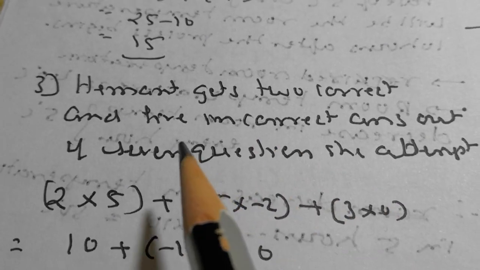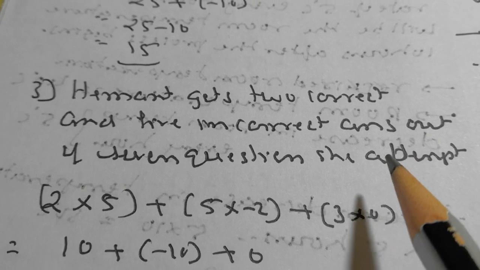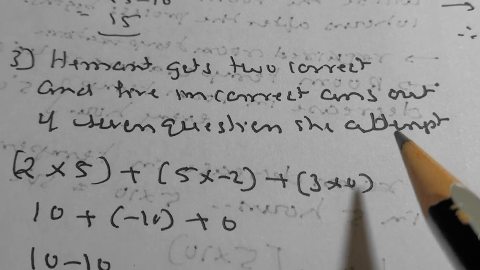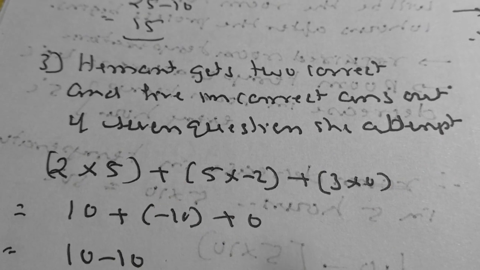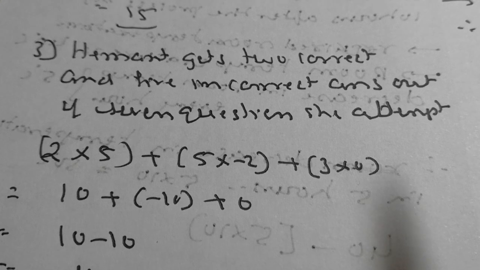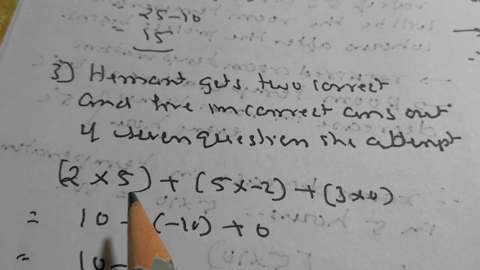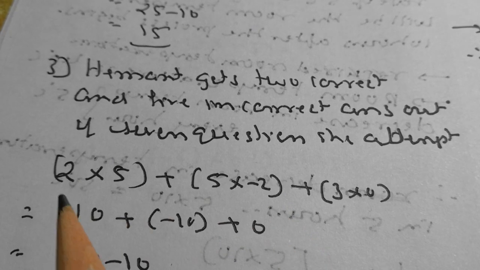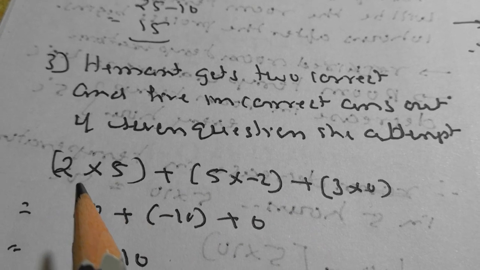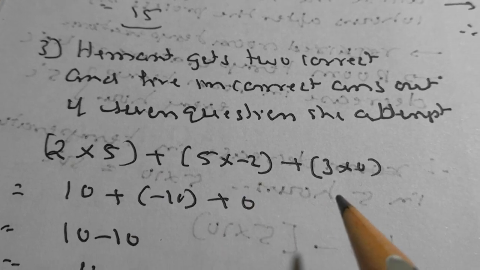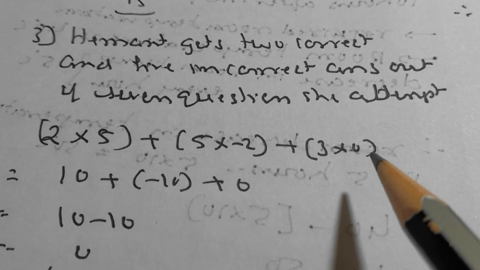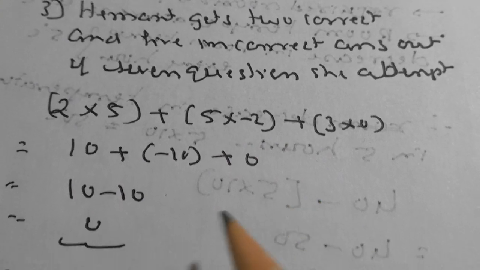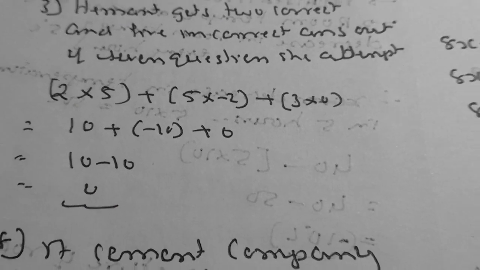Hemant gets 2 correct answers and 5 incorrect answers. Out of 7 questions she attempted, means 7 questions are attempted, she has not attempted 3 questions. So for correct answers Hemant is going to get 5 marks. For incorrect answers he is going to get -2 marks. So 2 answers are correct, 5 answers are wrong, and questions not attended are 3. That is 3 multiplied by 0. 2 5s are 10 plus 5 multiplied by -2 is -10 plus 0. 10 minus 10 is 0.